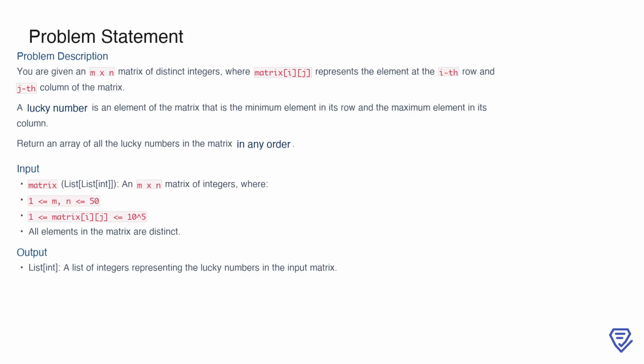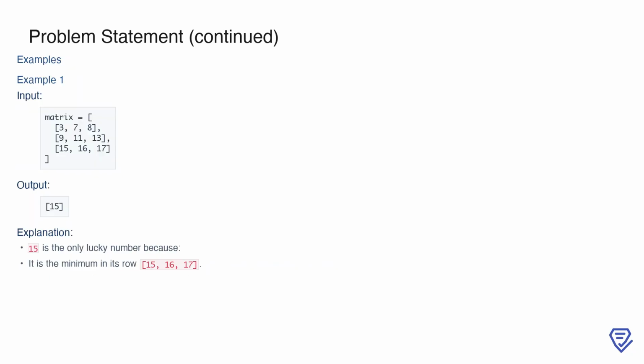The constraints specify that the matrix dimensions can range from 1 by 1 to 50 by 50, and all elements are distinct integers between 1 and 100,000. Let's look at an example to clarify the concept.